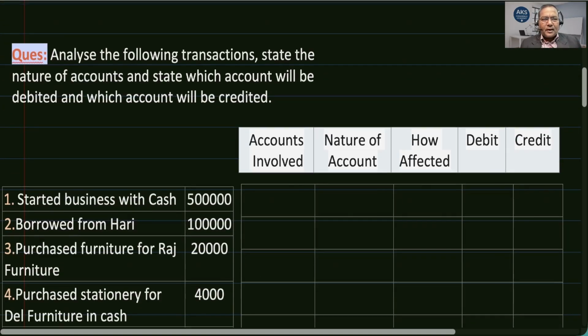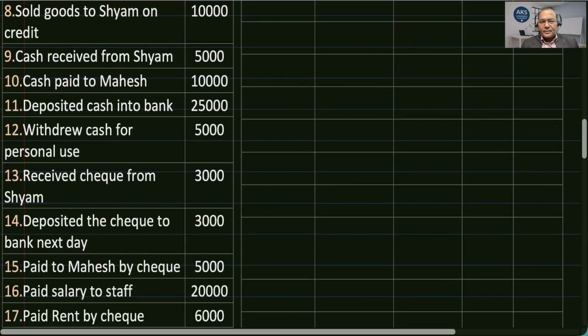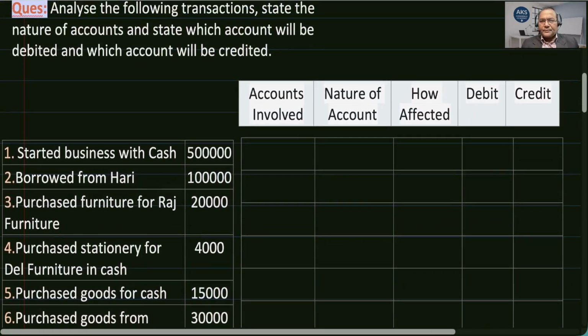On your screen we have: analyze the following transactions, state the nature of accounts, and state which account will be debited and which account will be credited. This is the question that we have. On the left hand side, the various transactions are given and we will try to work out these transactions, how their implications are going to be there, which are the accounts involved. Two accounts or even more than two accounts may be involved in a particular transaction.